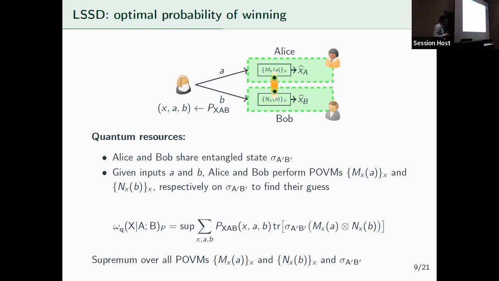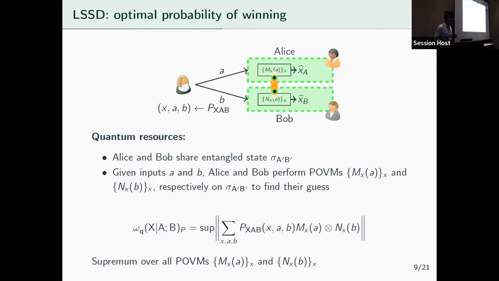For the quantum case, it's a bit different. They can share some quantum state, which we call again sigma A prime B prime. Based on their classical input, they can perform some POVM on their shared resources. And again, we can write down the quantum value, which in this case is an optimization over all shared states and all measurements based on their input.